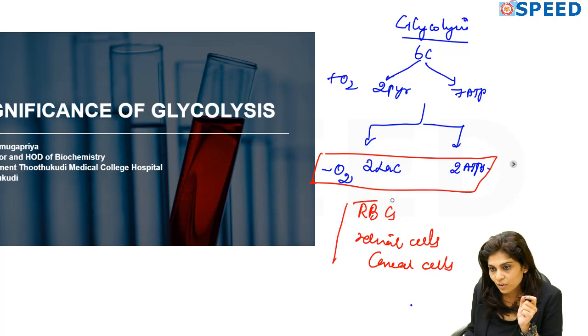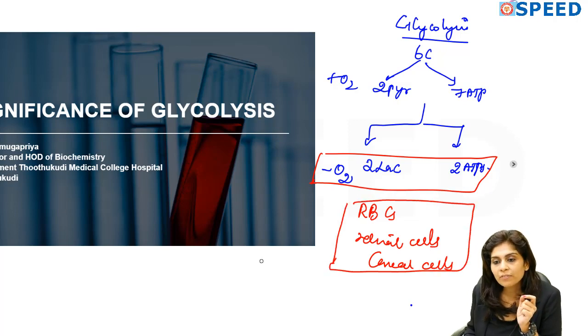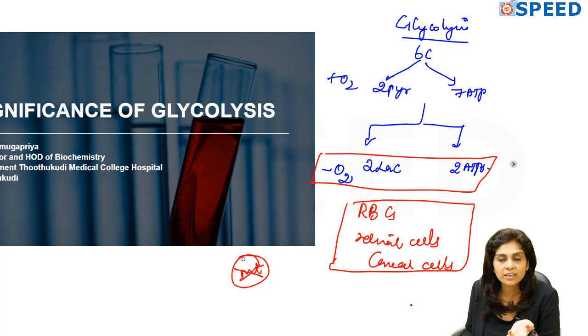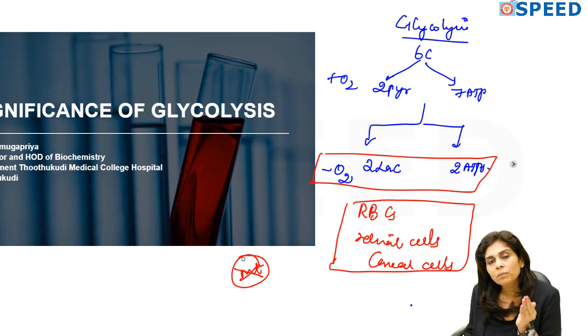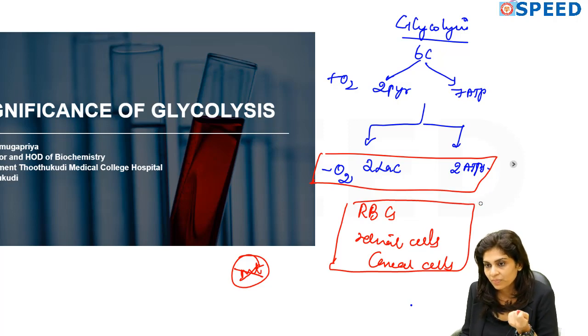RBCs, retinal cells and corneal cells do not have mitochondria. That we all know, right? They don't have mitochondria, which means they cannot undergo aerobic metabolism. So these cells are dependent on a pathway to generate ATP in the absence of oxygen. For these cells, glycolysis is indispensable. So please have this in mind. Glycolysis is indispensable in RBCs, retinal cells and corneal cells because they don't have mitochondria.